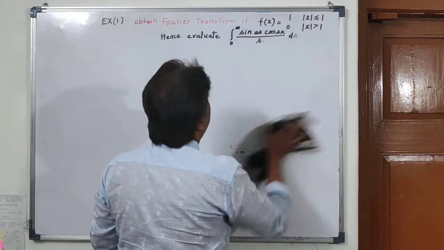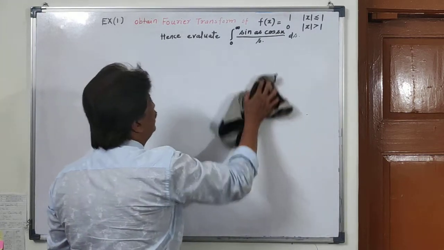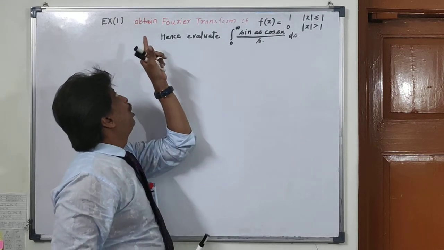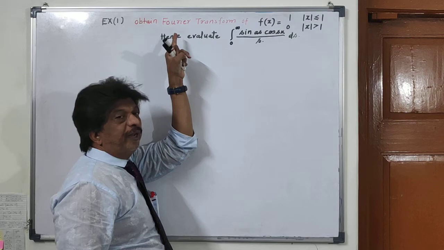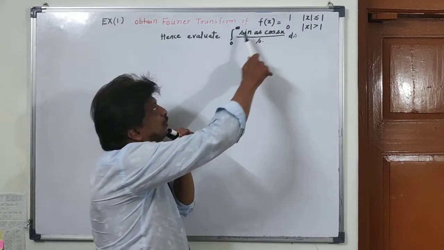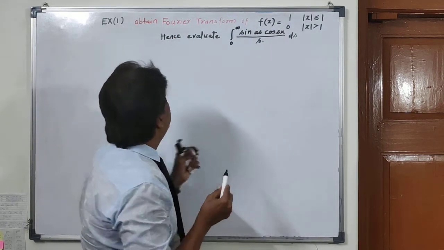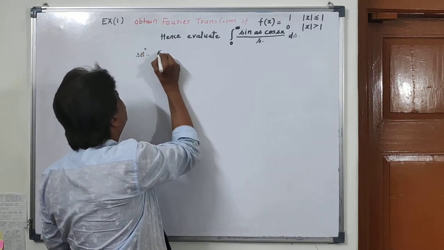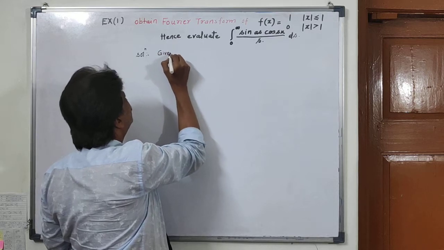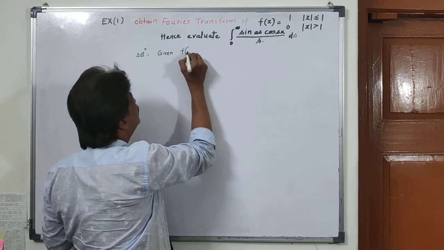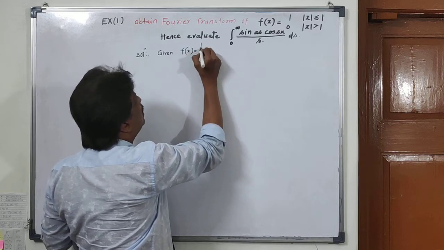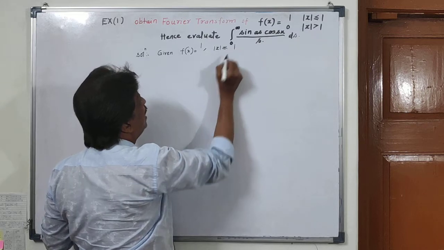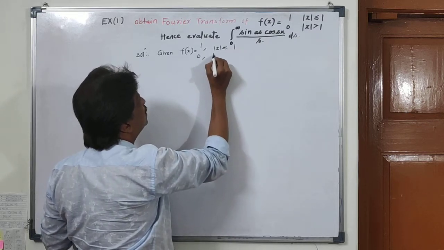So I have already written the example: obtain the Fourier transform of this function. Which function? The function given. Let me switch. Given f of x, it is equal to 1 when mod of x is less than or equal to 1, and it is 0 otherwise.